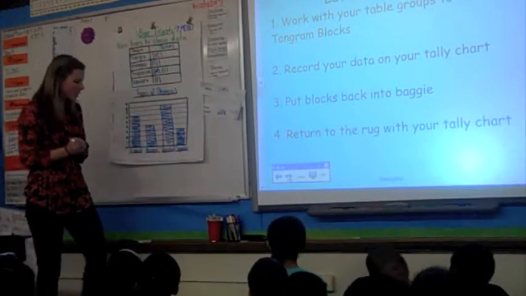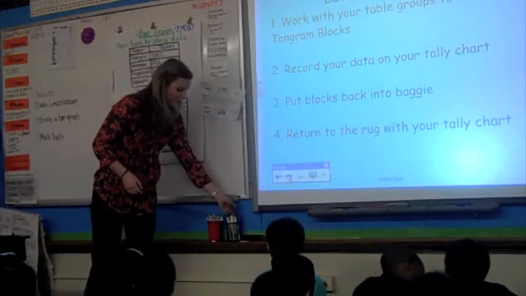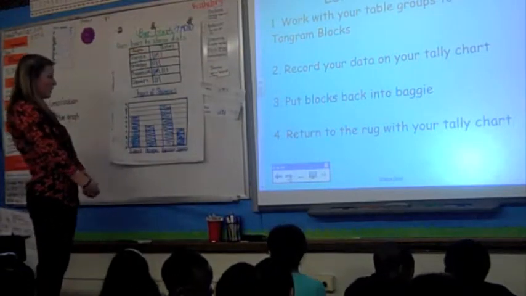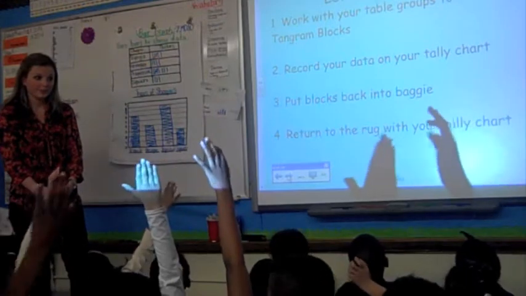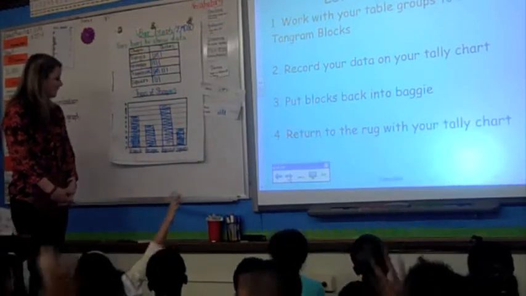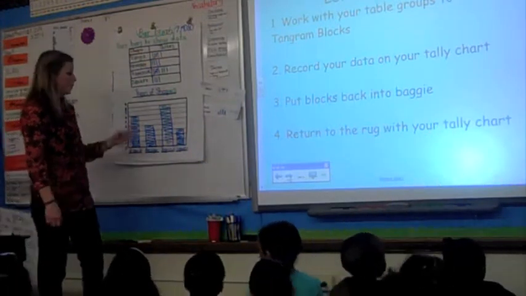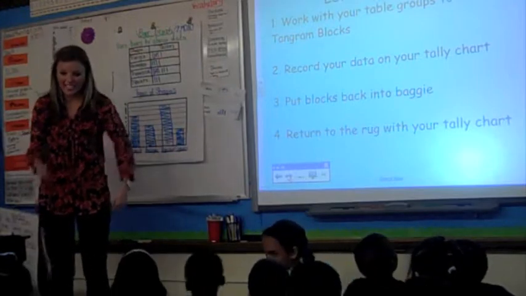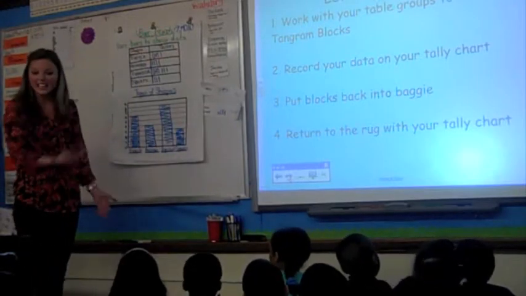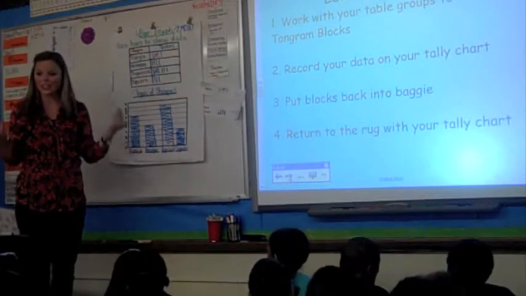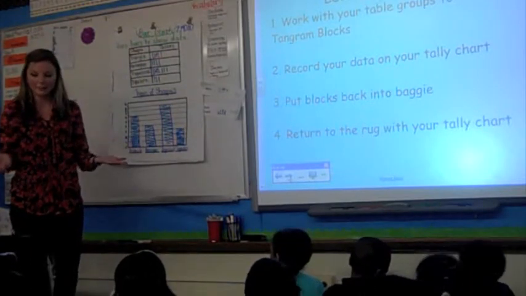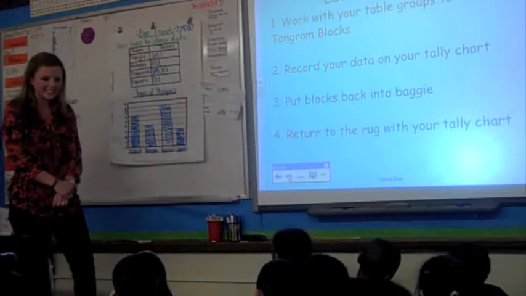Now, let's look at our data here. Which shape do we have the most of? Evelyn? We have the most trapezoids. And you know what's great about a bar graph is I can just look at this and I can see that my highest bar is trapezoid. So I know we have the most of that shape. Which shape do we have the least of?